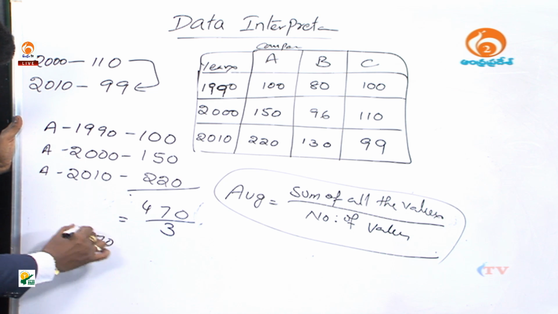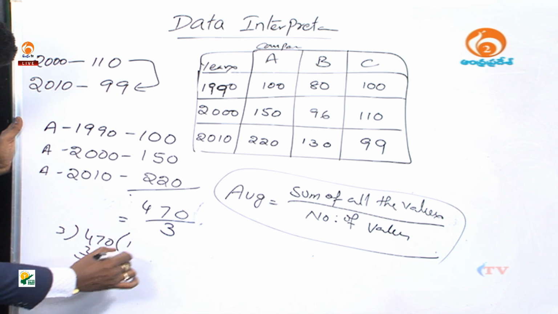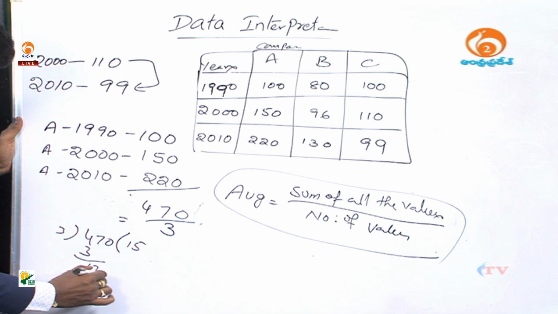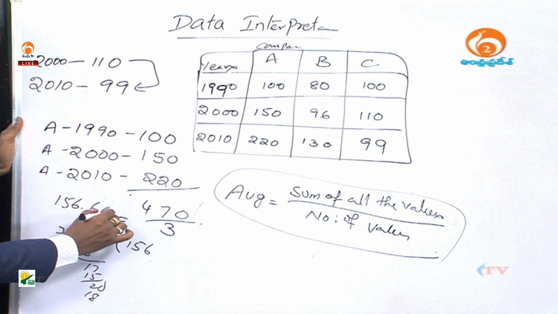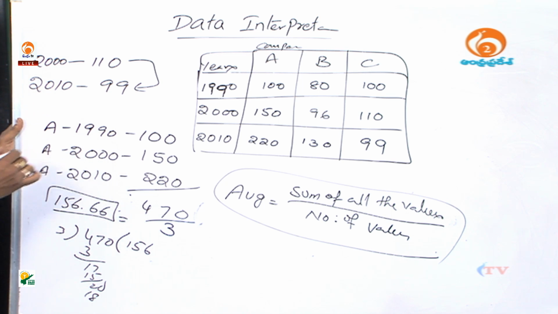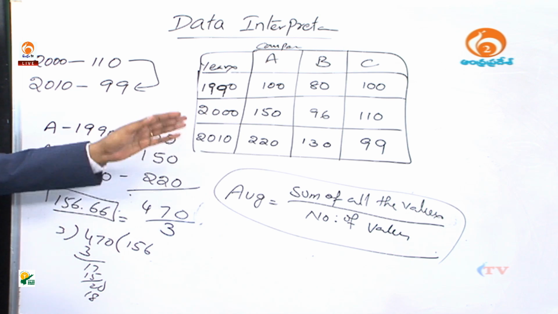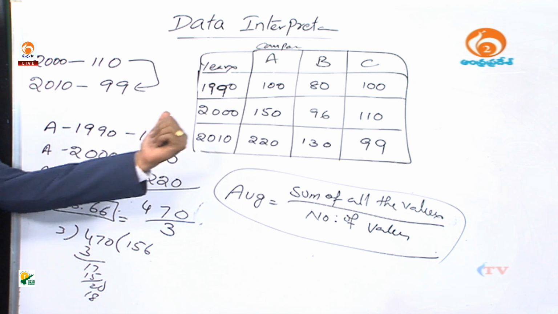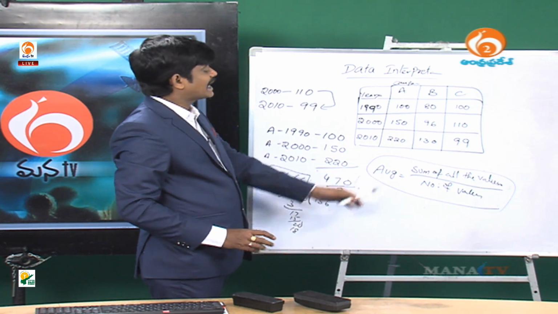Now 470 by 3: 15 one time, again 7, 20 is 6 times, so 156.66 is the average production of company A over 1990, 2000 and 2010. Here they are including the average concept.